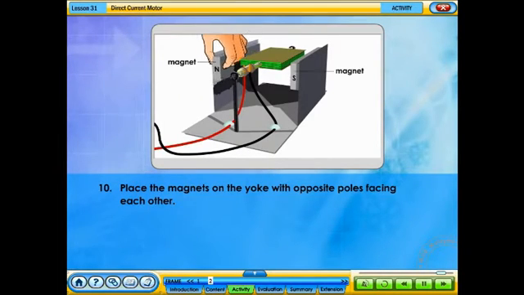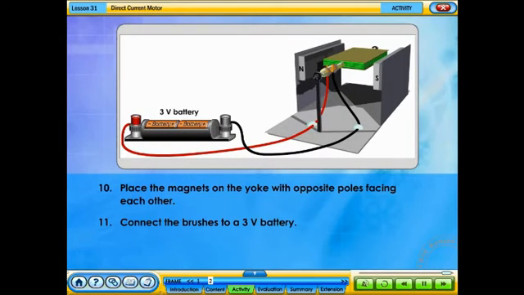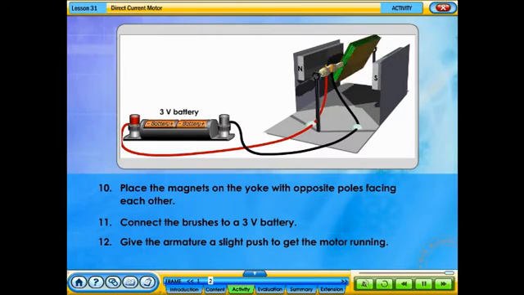10. Place the magnets on the yoke with opposite poles facing each other. 11. Connect the brushes to a 3-volt battery. 12. Give the armature a slight push to get the motor running.